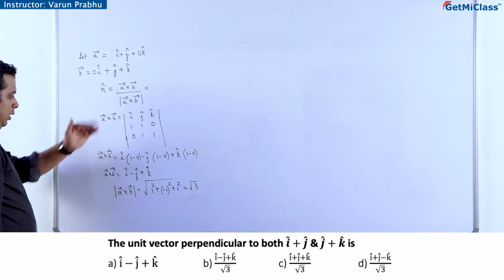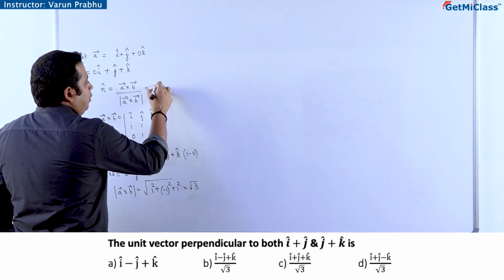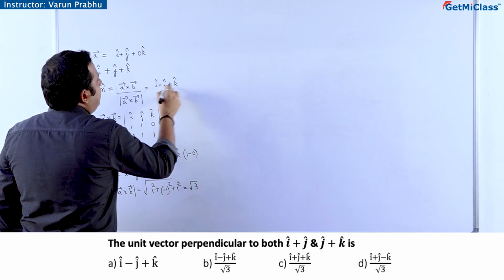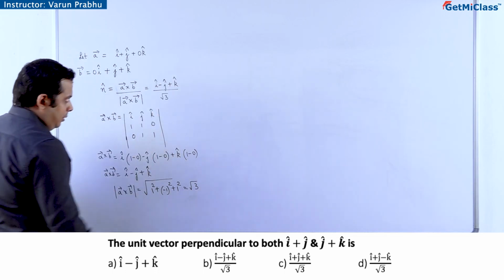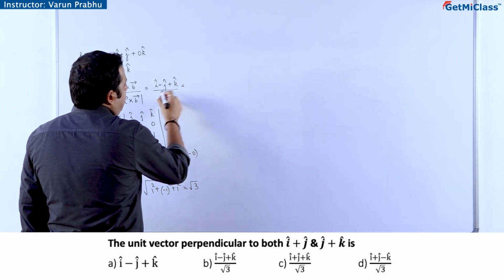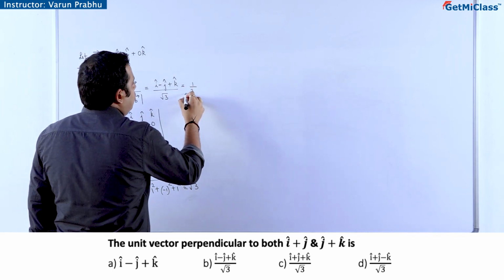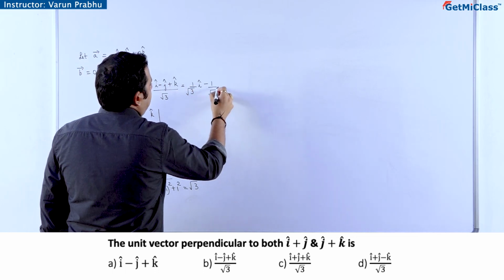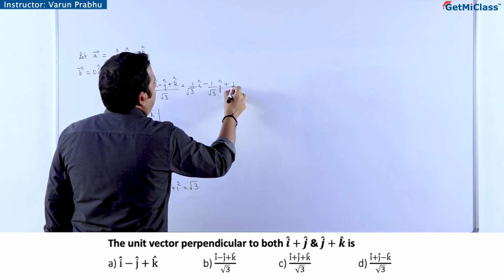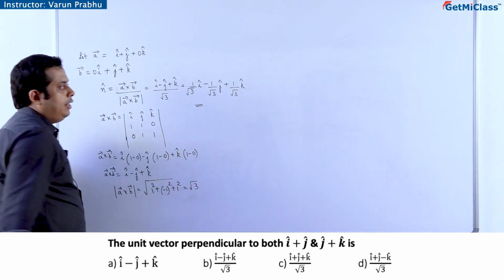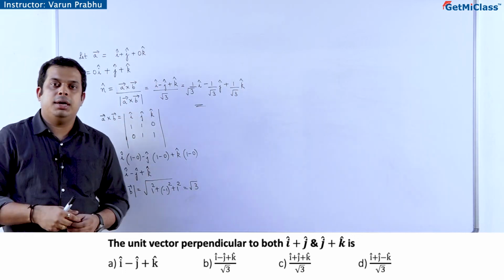Now your answer to the question here will be, you substitute i cap minus j cap plus k cap divided by root 3. If you look at the options, either the option will be like this or it will be 1 by root 3 times i cap minus 1 by root 3 times j cap plus 1 divided by root 3 times k cap. Are you following? This will be the answer to the question.